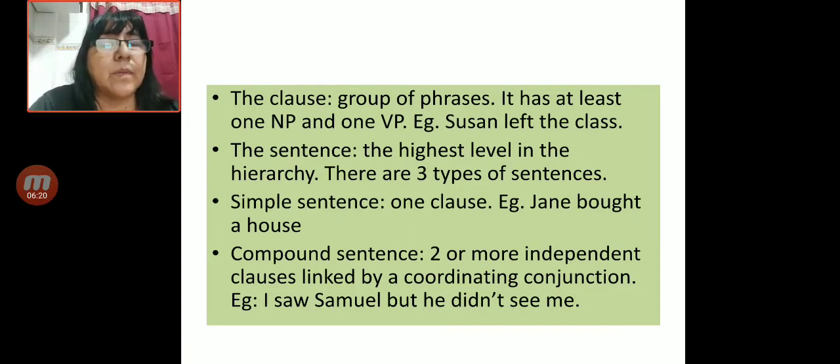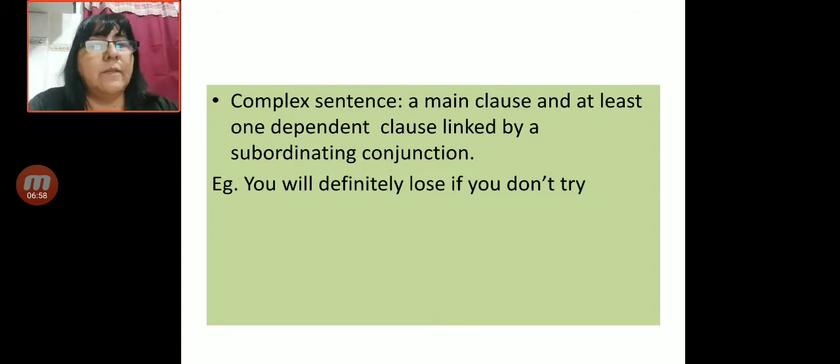If you take the two sentences, I saw Samuel, he didn't see me, both of them have meaning, complete sense, but they are linked with the conjunction, the coordinating conjunction, but, and it forms one sentence, which is called compound sentence. And finally, we have a complex sentence.